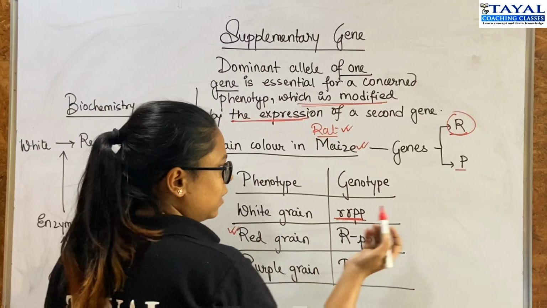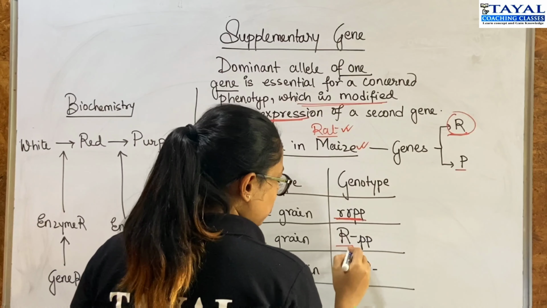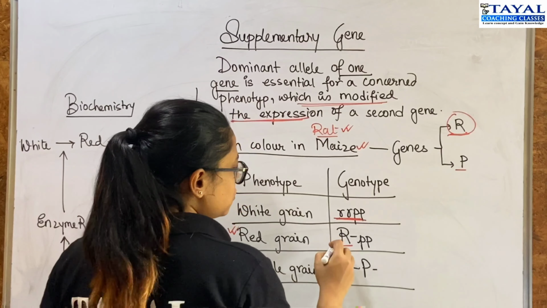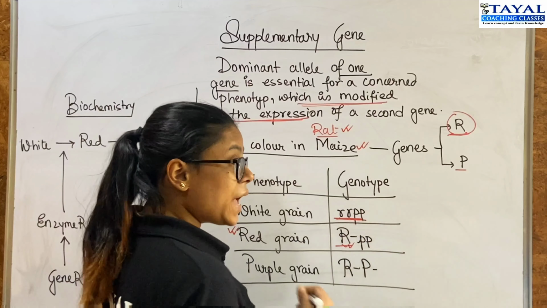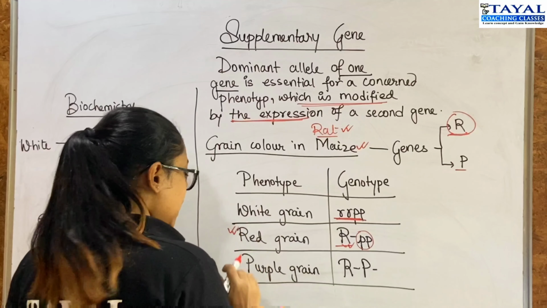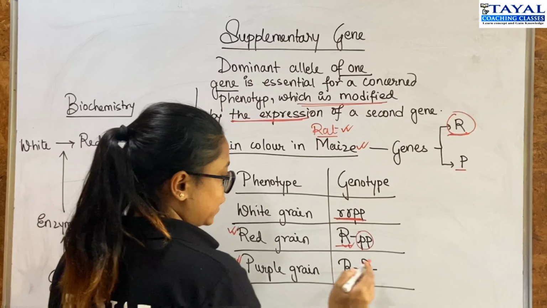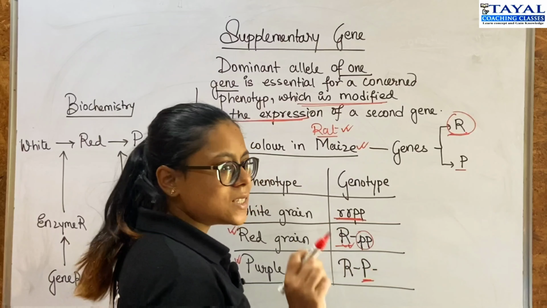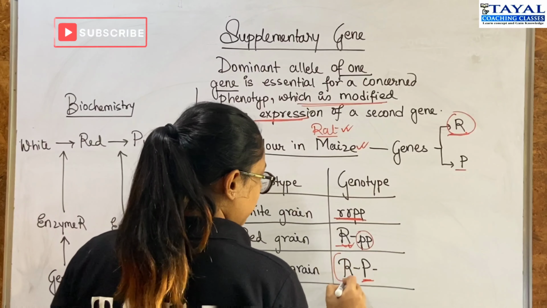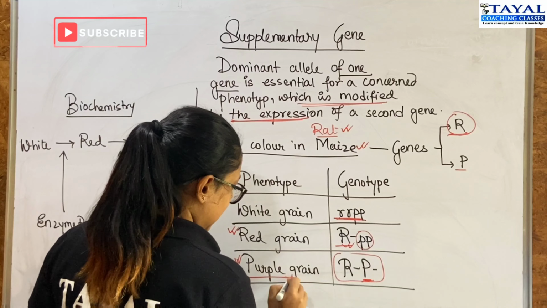If it is a red grain, then obviously the R has to have one dominant allele present. So you have one capital R and the second gene is recessive. So no effects whatsoever. In the third case, however, when the second P gene is present even in a heterozygous state, you get what? You get a purple grain.